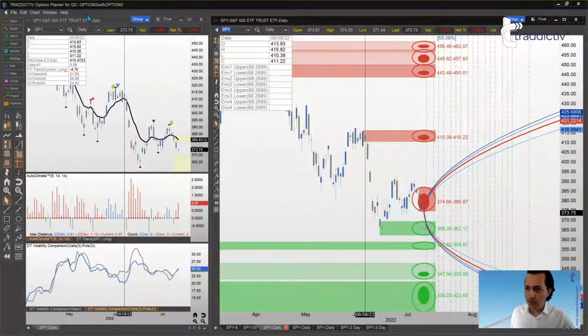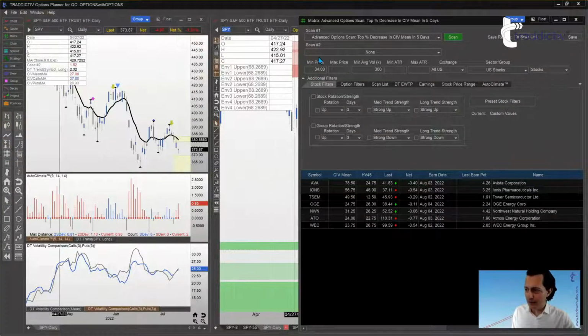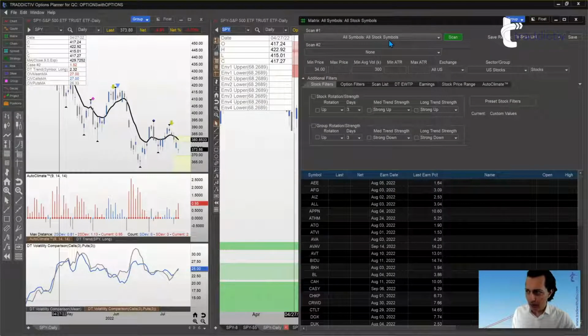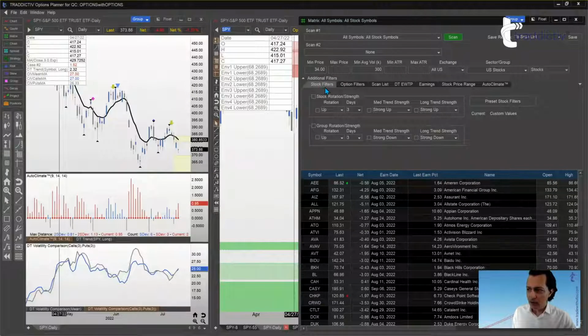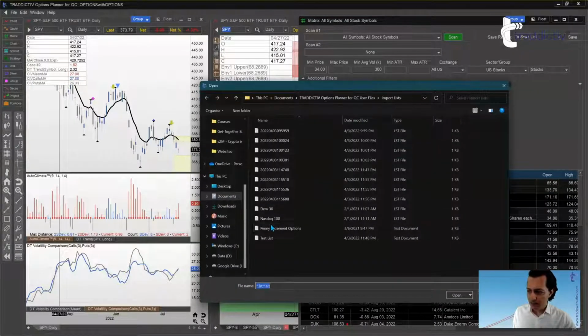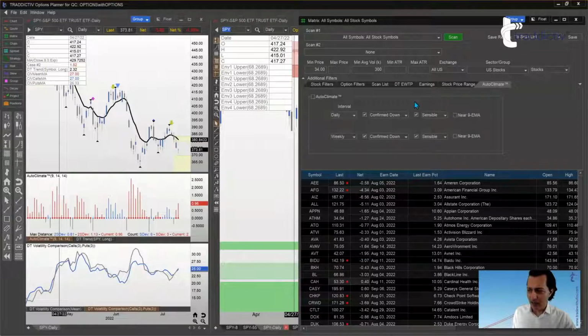So let's go for it. We're going to activate the matrix, okay? And again, we are looking for non-directional trades. So let me go ahead and use all stock symbols on the top. For non-directional trades, I want to make sure I have my list in place, penny increment options, and nothing on auto climate because I am being non-directional, so that check mark is on check.